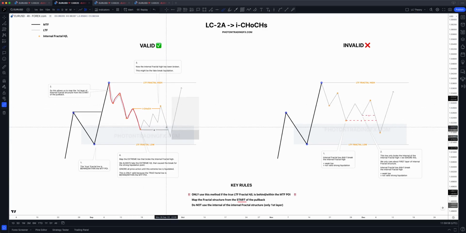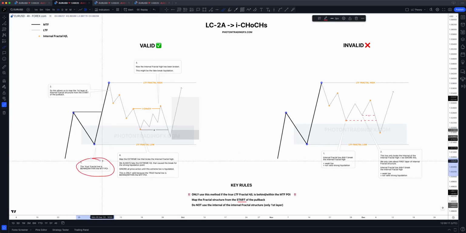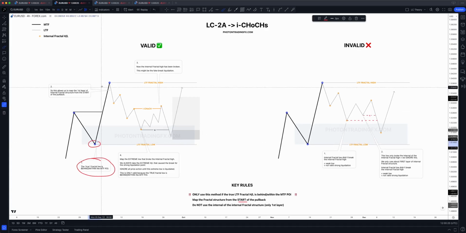Now, the only reason, again, people keep forgetting this, and it's okay, but you need to get this drilled into your mind. The only reason why we are allowed to look at the internal fractal structure is because of point 1. So do not forget this point. This is why it's step 1. We only look at the internal fractal structure when the true fractal low is too far away, right? So it's all the way behind the POI. So it doesn't allow us to get involved in this position unless we can look at the internal structure, the first layer. So that's why step 1 is super, super key.